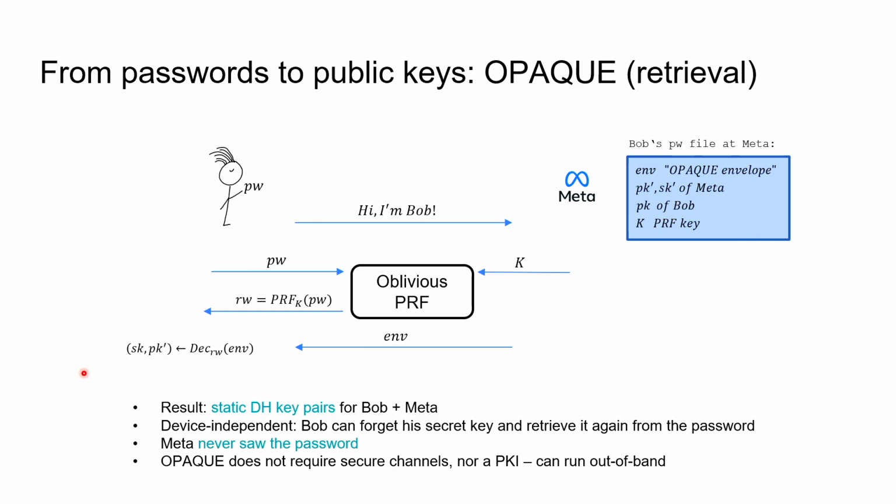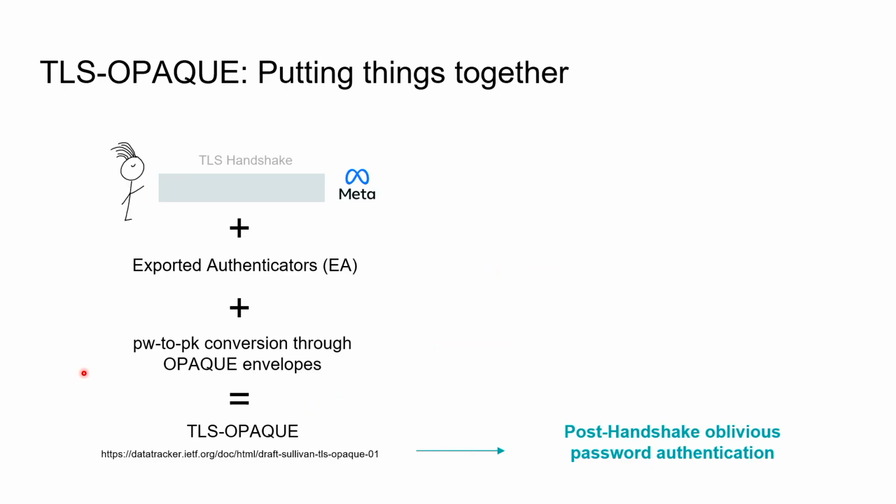Okay, so this is device independent. Bob doesn't have to remember his secret key. He can lose all the data and use another device and just start from the password. And also crucially, the password was only involved in the last 2 slides, and the server never saw the password, which is what we wanted to achieve in the first place.